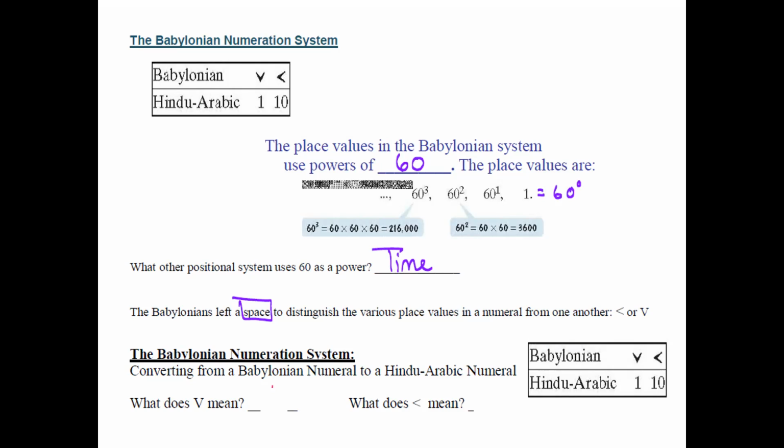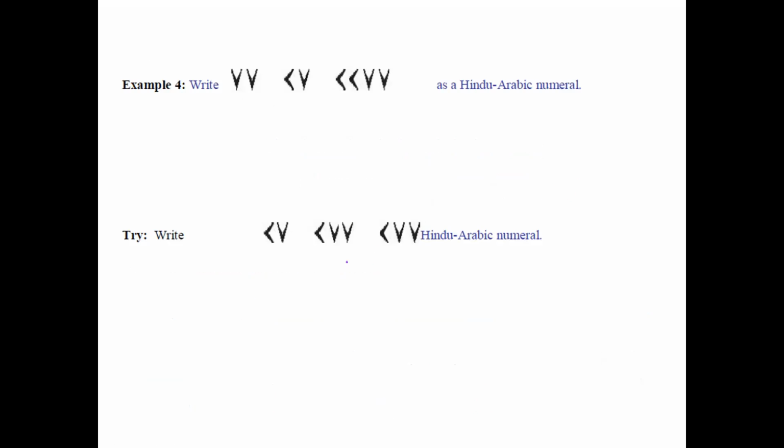We also have symbols with Babylonian. So the V shape is symbolized as a 1, and the less-than symbol, it looks like a less-than symbol, is going to be a 10. So what does the V mean? It means 1. What does the less-than symbol mean? It means 10. So now let's go ahead and apply it to this.